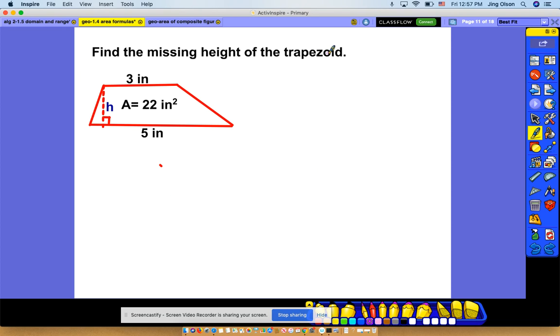Okay, this one's finding the missing height of the trapezoid. They give you B1 is 3. That's the top base is 3, bottom base is 5. So B1 is 3, B2 is 5. H is unknown. The area is 22. So we just have to start with the formula. Okay, area is B1 plus B2 times H divided by 2.